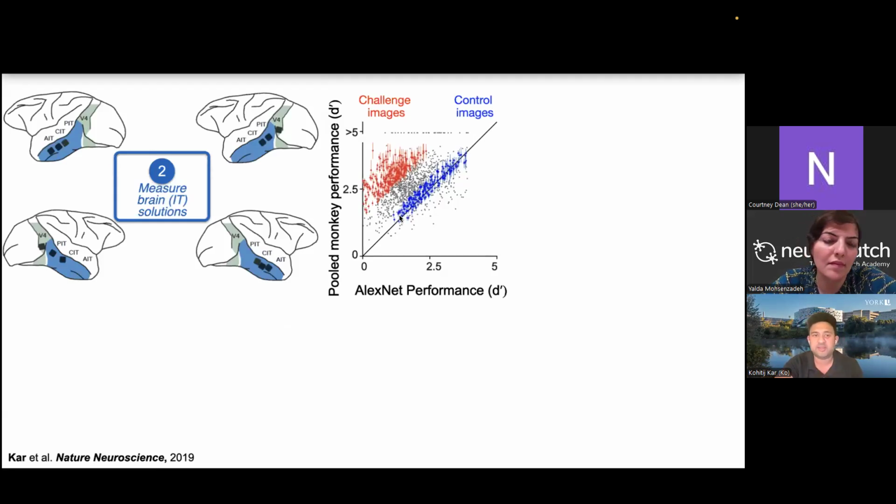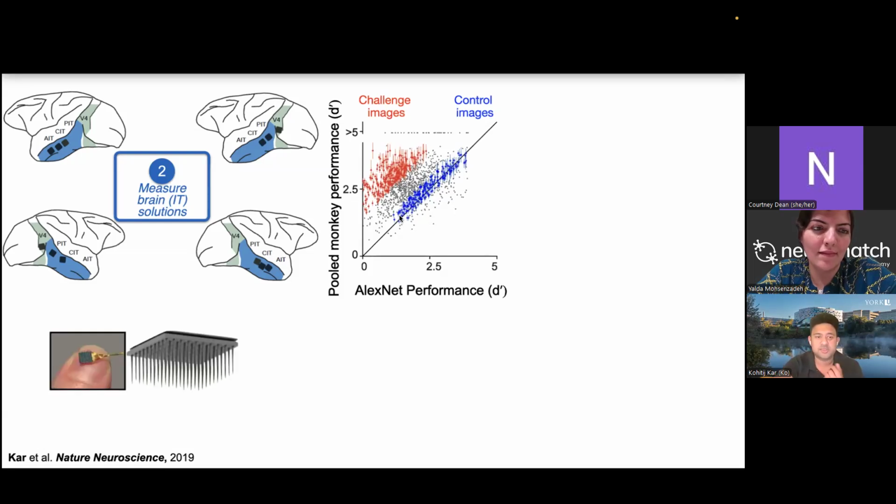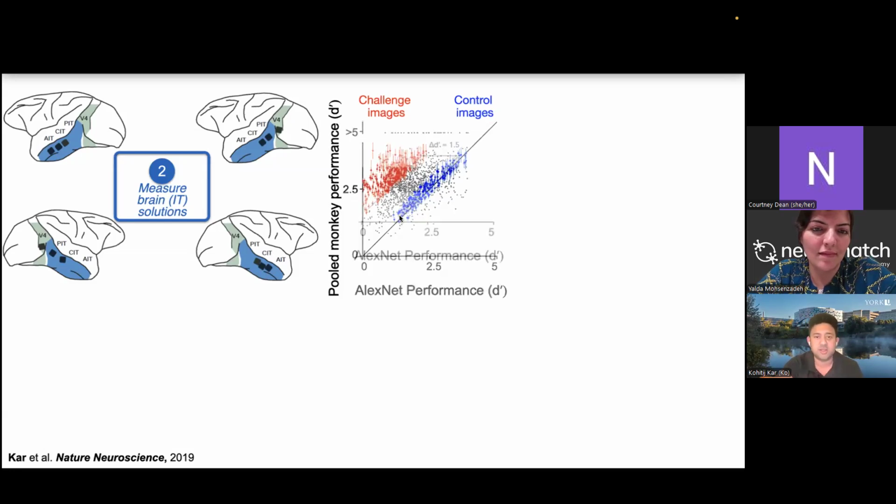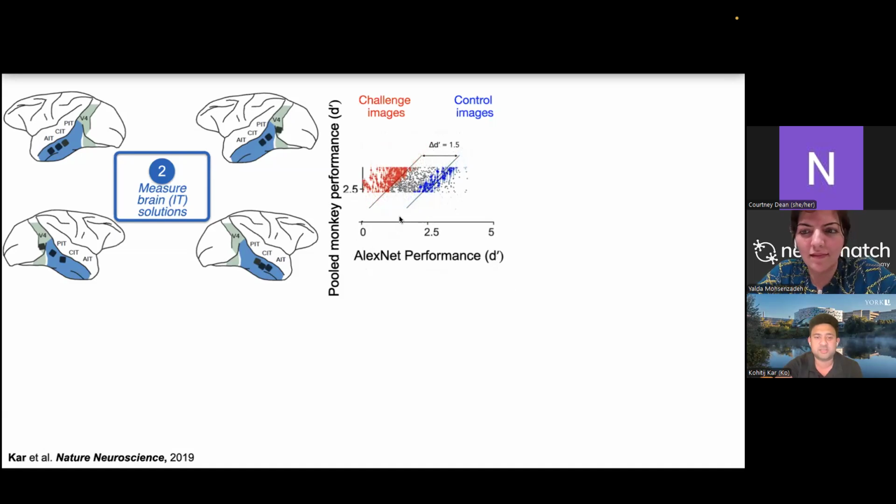We implanted arrays in areas of the brain that are known to have the solution for these objects. We implanted arrays in area IT, and we asked, are there any systematic differences between the processing of challenge images versus control images? At least that's how I'm going to explain this study to you right now. These are the Utah arrays that we implanted in these different areas, and then we were recording. So I'm going to give you an example of what this whole recording and analysis entailed.